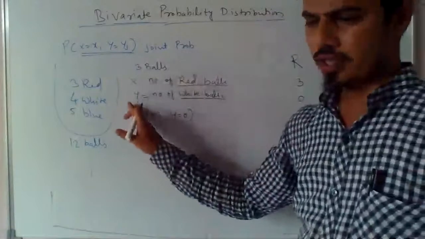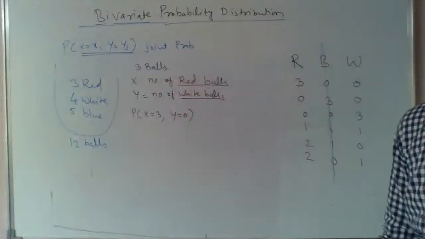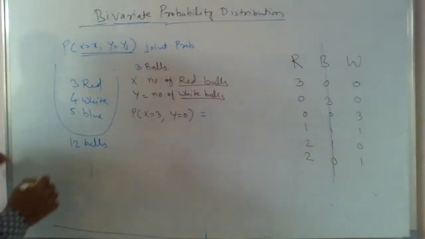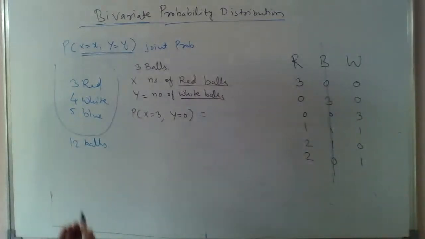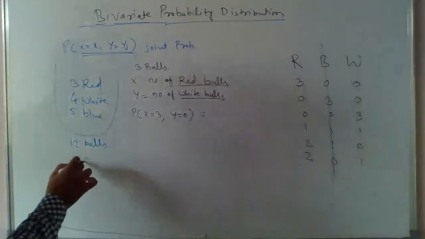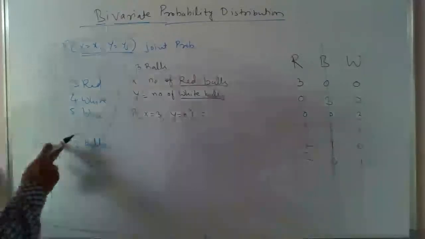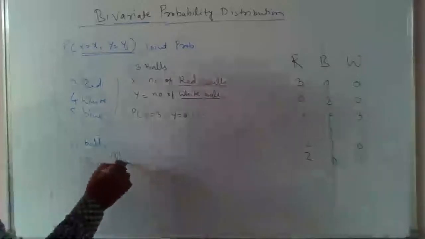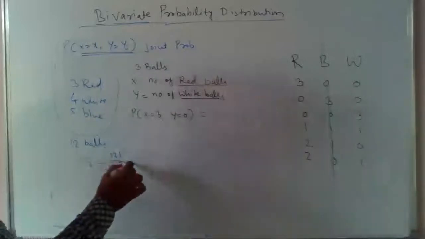Since our interest is only in red and white, there is zero blue ball, so there is no need to write zero blue ball. What is the probability of this? Since we are selecting three balls at a time, the number of ways to select three balls out of 12 is 12C3. If you simplify, it is 12 factorial divided by 3 factorial into 12 minus 3, 9 factorial, and you will get 220.